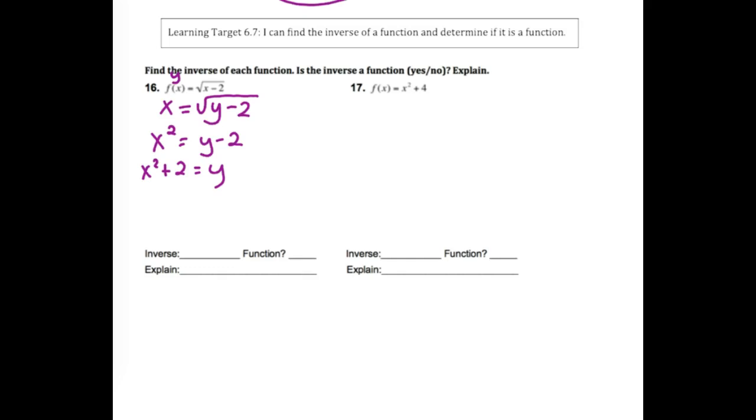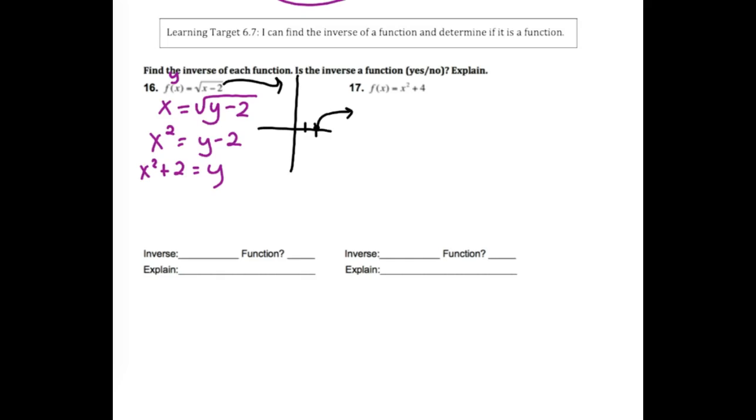So I want you to think about the original function. All right, it's a square root graph that has been shifted to the right 2. So we have this as our basic shape, which does pass a vertical line test. It means it's a function, and we knew that because they wrote f of x. That's telling me it's a function of x. The inverse of that is going to be a parabola that's been shifted up 2.